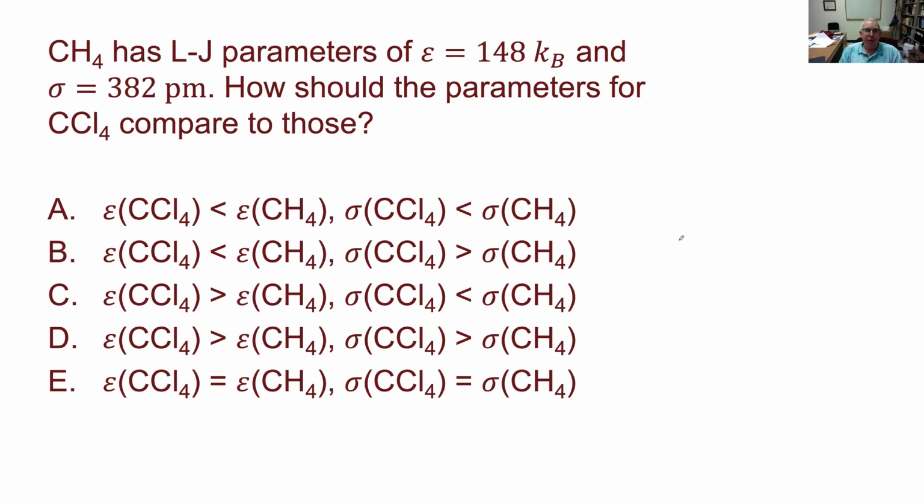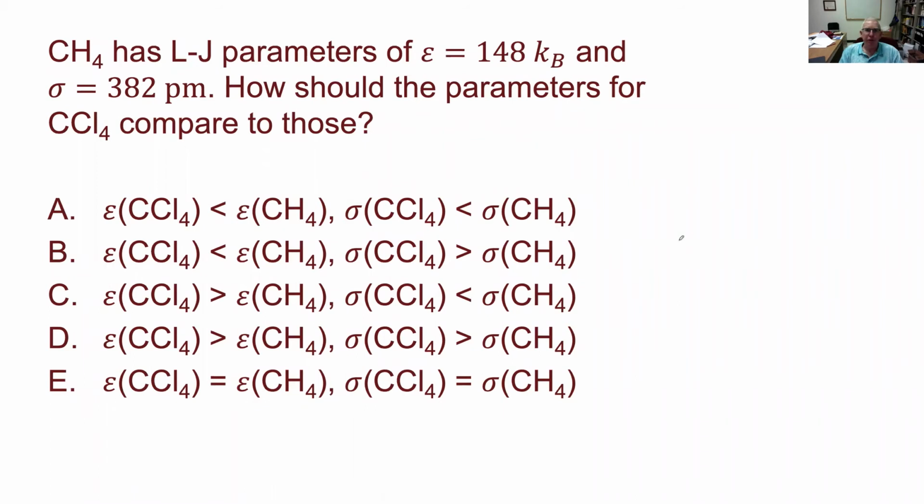What does it say? It says that methane has Lennard-Jones parameters. Epsilon is 148 times Boltzmann's constant, meaning the value in that previous table would have been 148 because those were just divided by Boltzmann's constant. The sigma value is about 382 picometers, and so the question asked you, how would the parameters for carbon tetrachloride be likely to compare for those? And you can take a moment and pause the video if you want to think about what the reasons are for that.